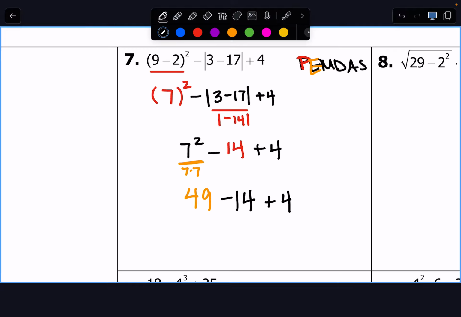Okay, do we have any multiplication or division? Bummer. You're not sad about it, I don't think so. Addition, subtraction. Let's make sure we're going from left to right. 49 minus 14. What is that? 35? And now we have 35 plus 4. 39. Good.